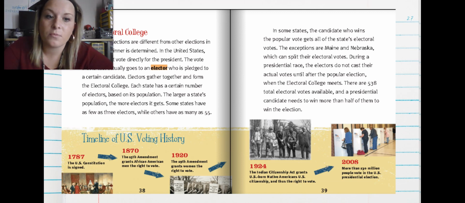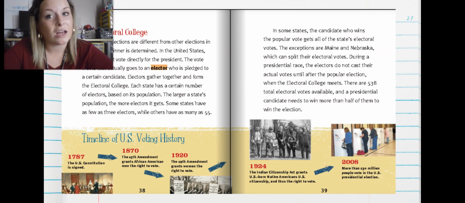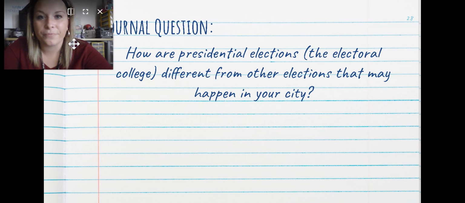And then in 2008, more than 130 million people vote in the U.S. presidential election. So you can kind of see over time, voting is really important. It's really important because we weren't always given those rights to vote. In some countries, not everyone's able to vote or choose who their leaders are. So it is very important to go out and make sure that you vote.